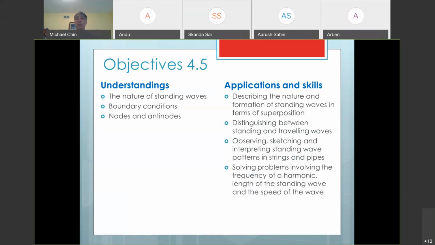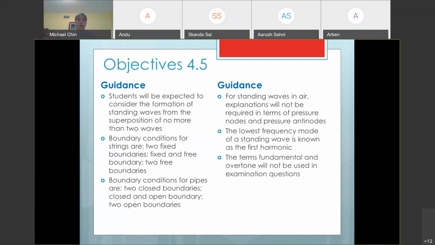Where it goes into a little bit more depth is we're going to talk more about how the standing waves are created, why they're created that way. Under guidance, it lists all these. There's quite a bit in the way of guidance.